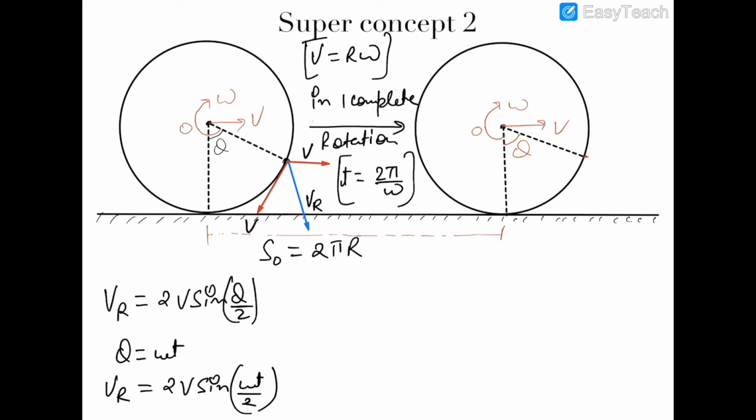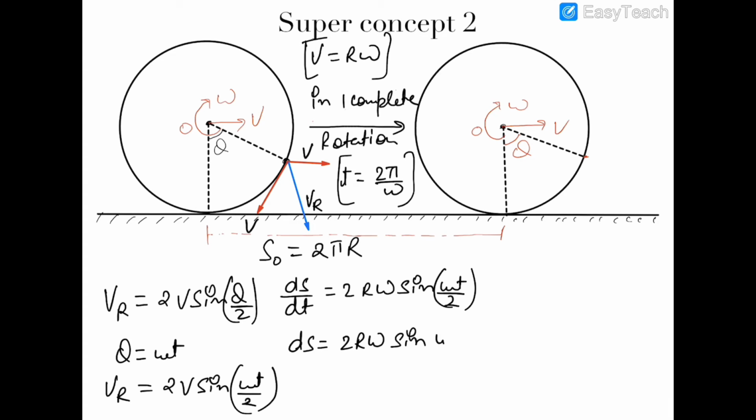Now this v resultant is the velocity of this general point. So we can write this v resultant as ds by dt, and it is equal to 2, and v is equal to r omega, and this is sine omega t by 2. So ds is equal to 2r omega sine omega t by 2 into dt, and integrating both the sides, the limit of s is from 0 to s and the limit of time is from 0 to 2 pi by omega, because we know that for one complete rotation the time taken is 2 pi by omega.